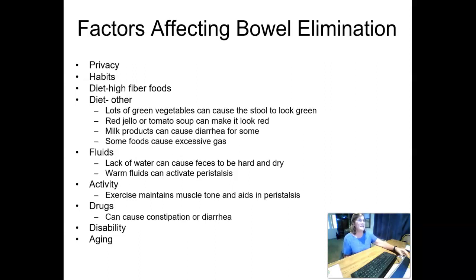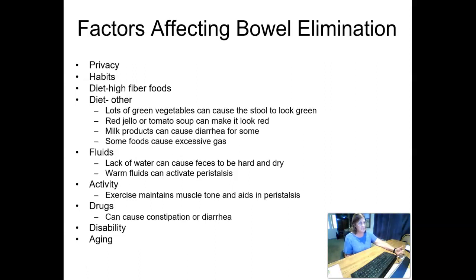Lack of water, as I said, will make the feces hard and dry, which is known as constipation. And warm fluids, again, can activate peristalsis and help things move through the gut. Activity is very important for normal bowel elimination. Exercise maintains your muscle tone and it aids in peristalsis, those wave-like contractions that help things move through the intestines. So that's very important for normal bowel elimination.